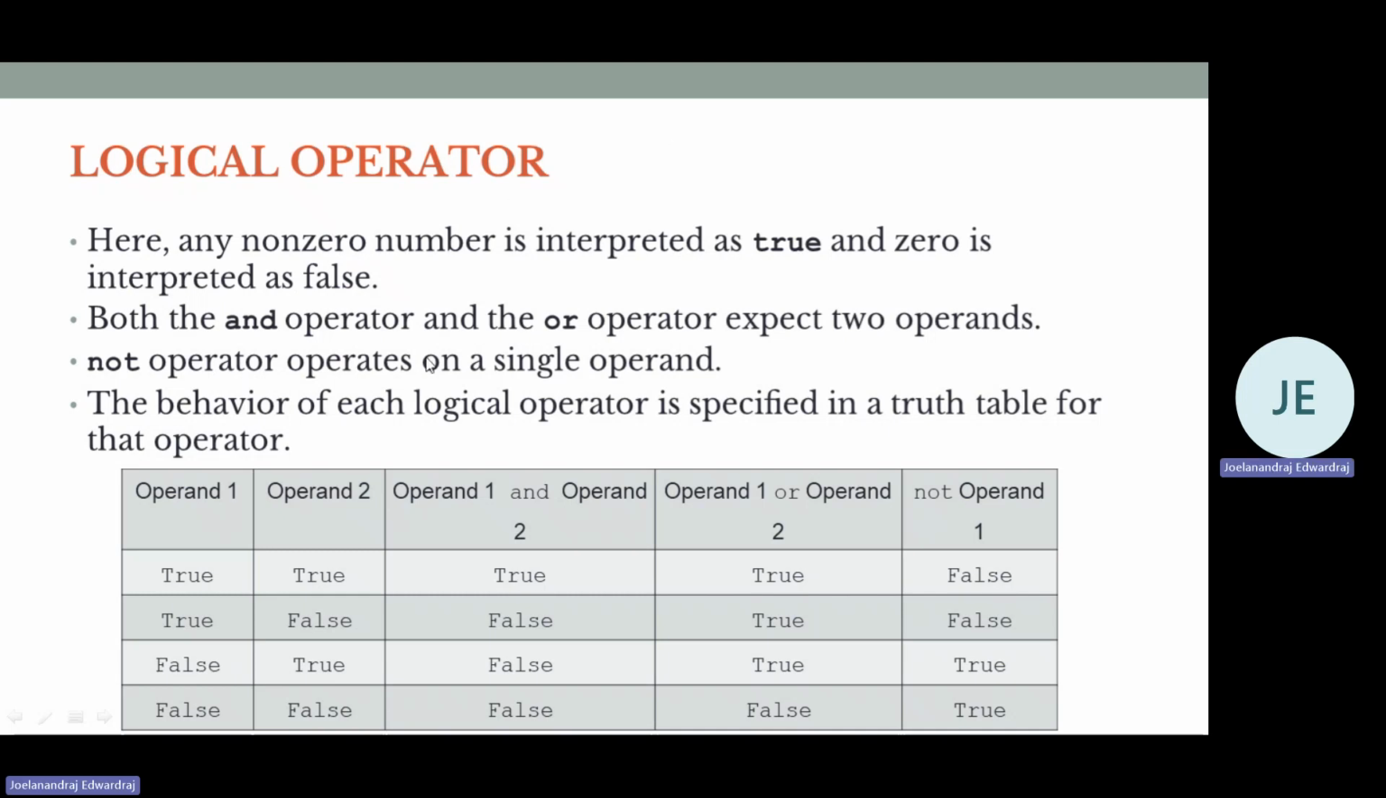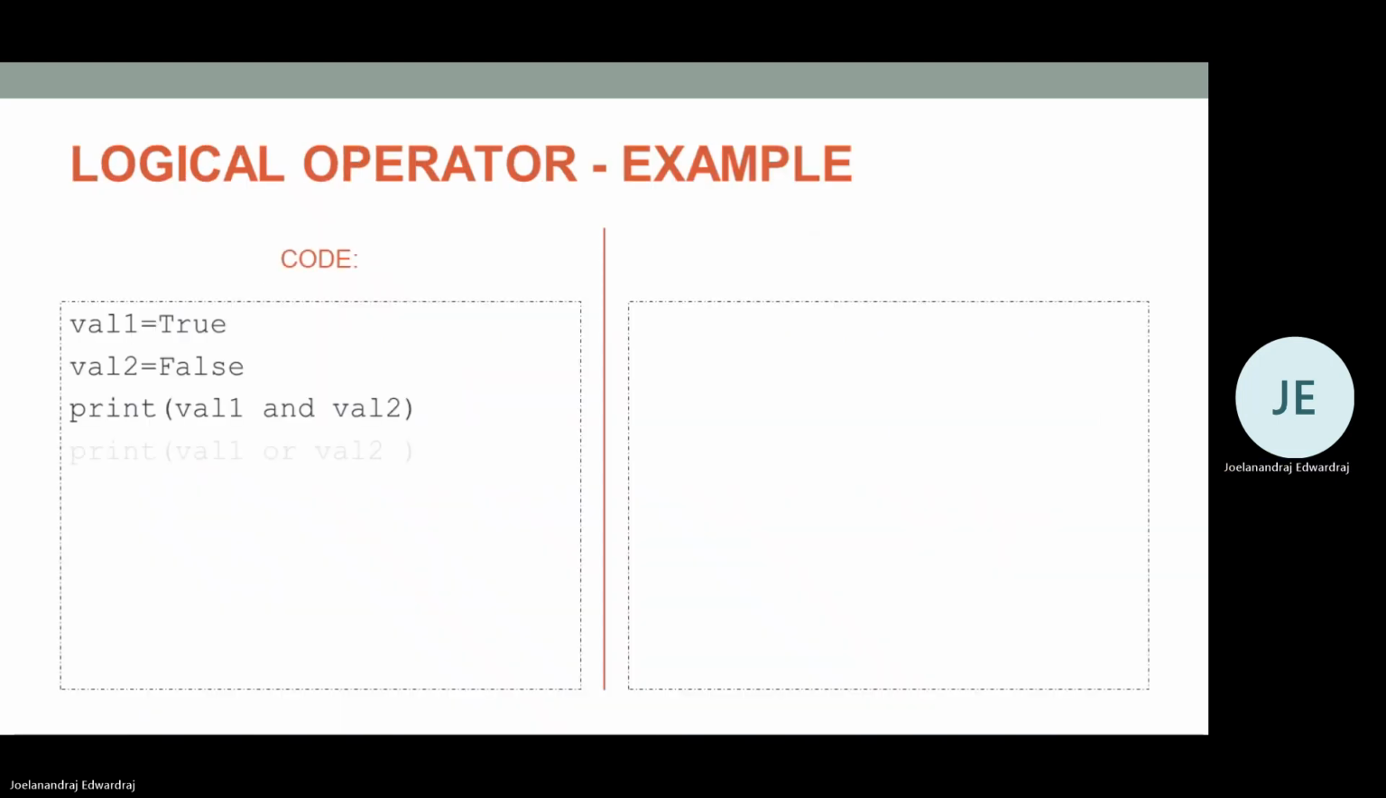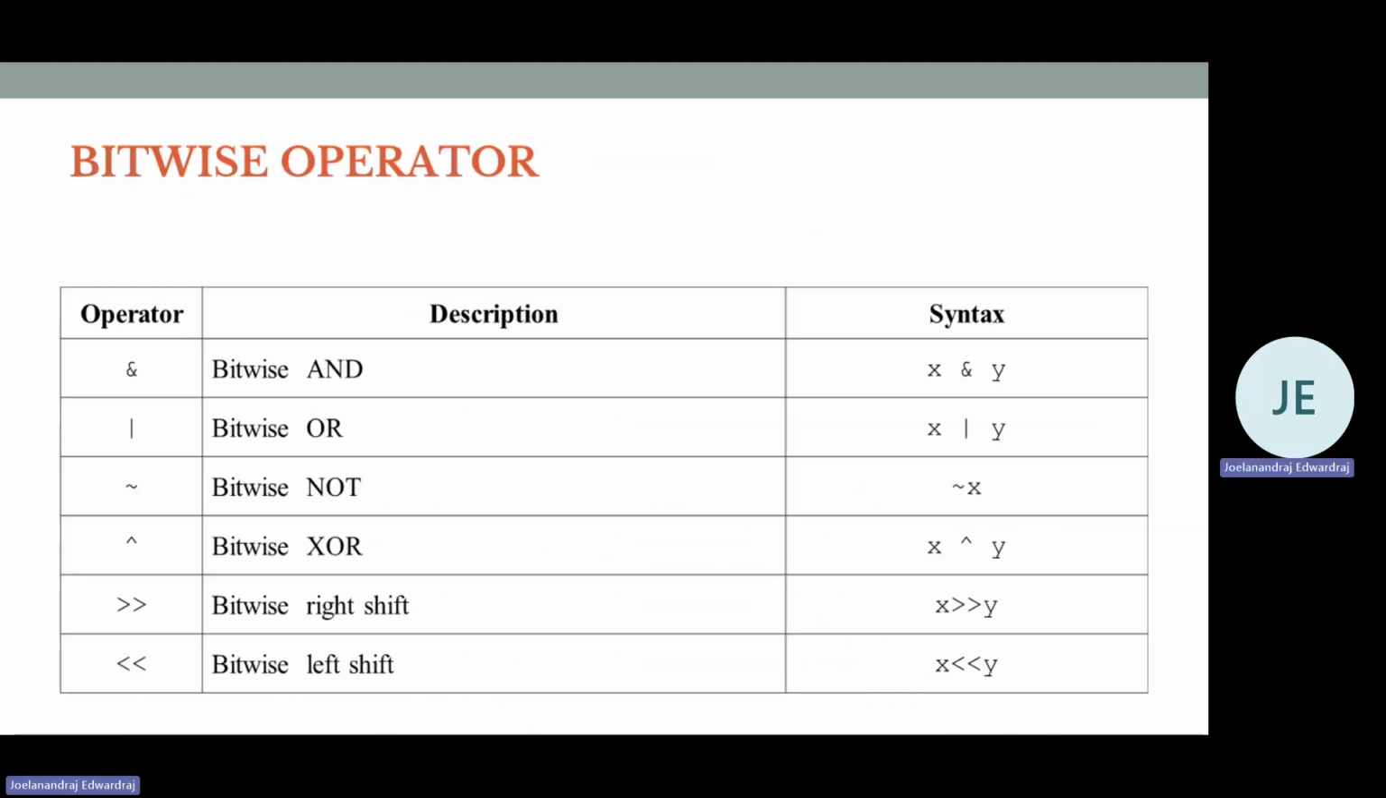So understand logical operators. These are the truth tables for and, or, and not. If a value is true, not will invert it to false. If it is false, not will invert it to true. For the or operator, any one value should be true. For the and operator, definitely both the values have to be true. Then only the result will be true. Okay. So these examples you can work out later.